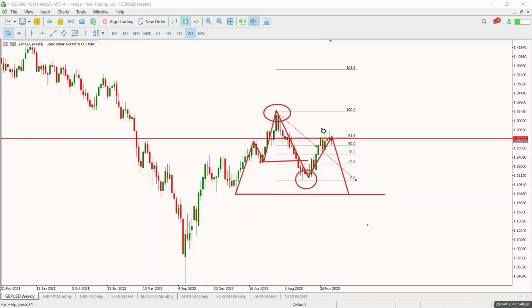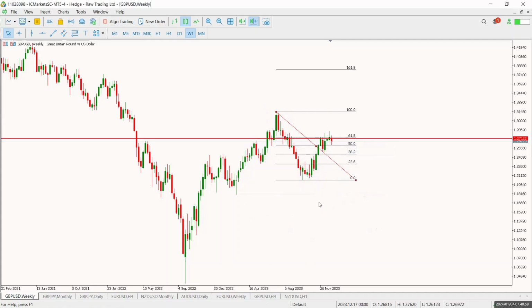So price wants to go and catch more buyers here by making another lower high, because we know a bearish structure is a combination of lower highs and lower lows. So price wants to catch more buyers before eventually coming down to take profits at this point. Now that that has been noted, we can see price trading around 61.8.